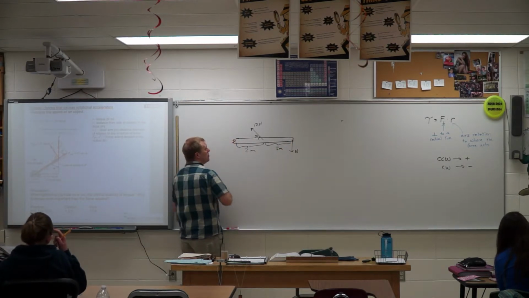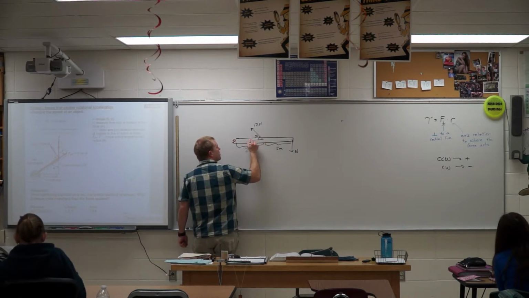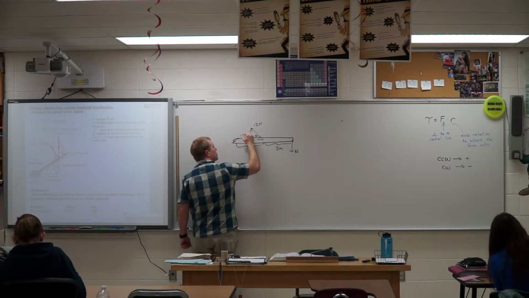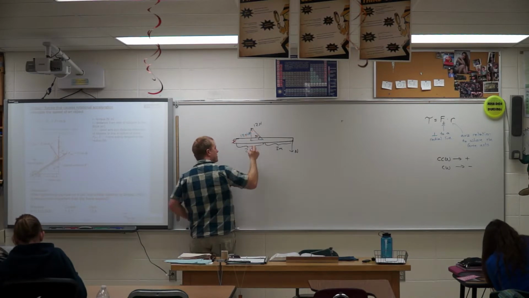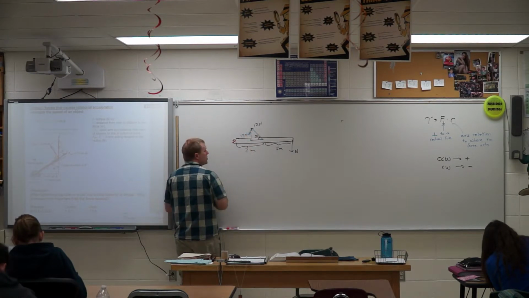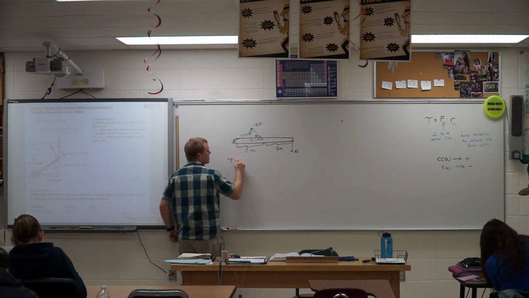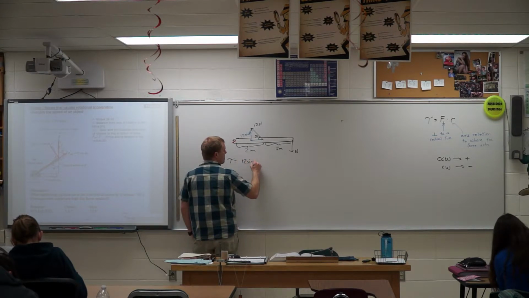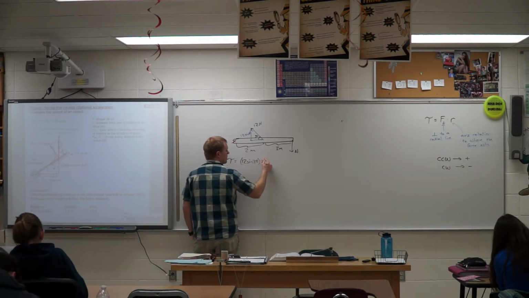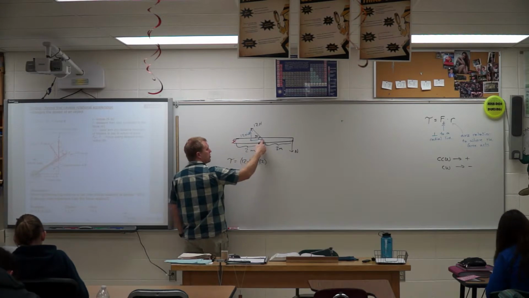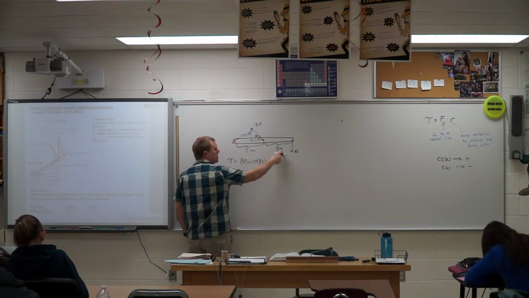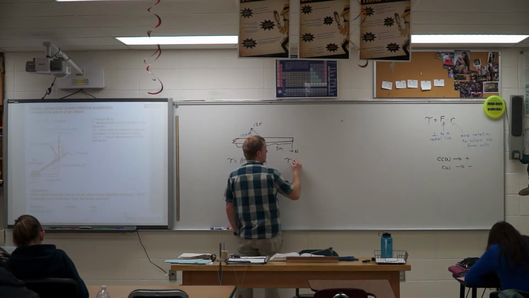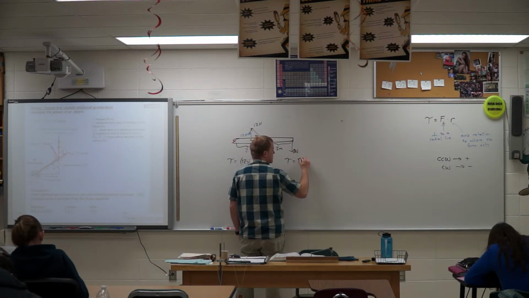So for the 12 newtons, we have to find the perpendicular component. So that is going to be this one, 12 sine of 30. So the torque there is going to be 12 sine of 30 times 2, from the axis of rotation to where the force is being applied. The other one is going to be a torque of 8 newtons times how far away it is, 5.